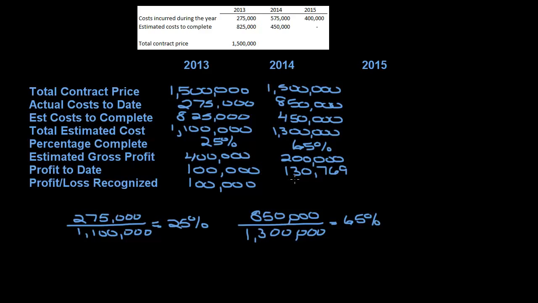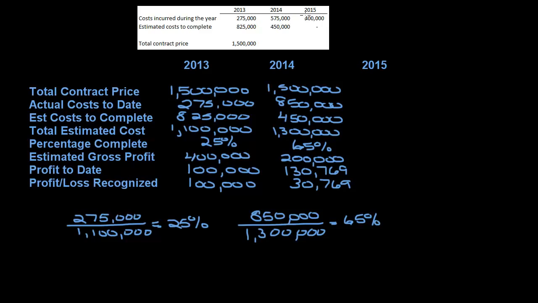So in 2014, we're only going to recognize the portion that has not yet been recognized, which is $30,769. Okay, so when you're doing the amount to be recognized this year, you have to factor in the amount that was recognized in the prior year. Okay, so we think that the profit to date is 130,769, but 100,000 has already been recognized, so we only have to recognize another 30,769.